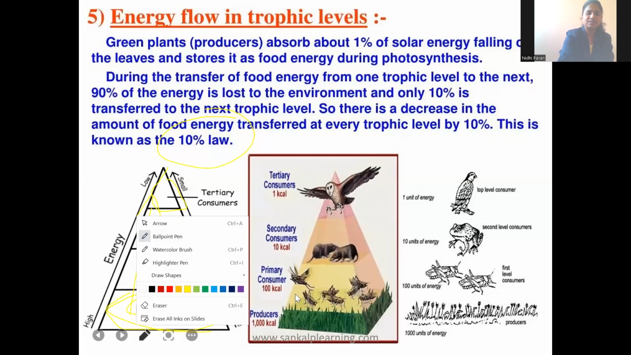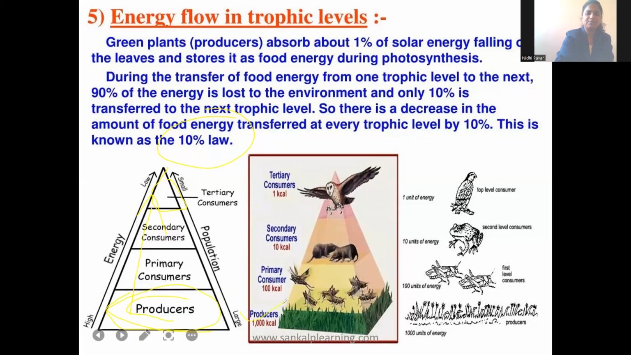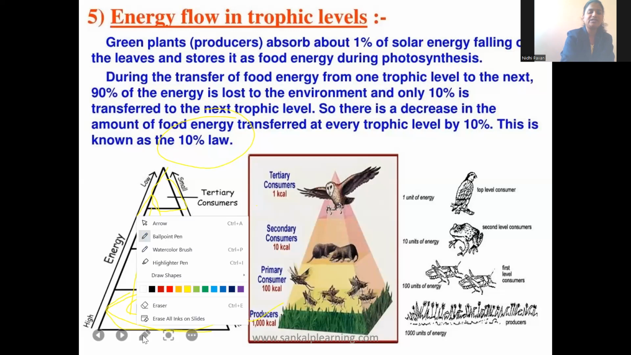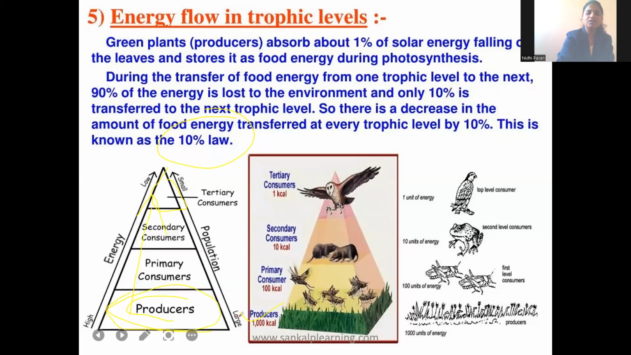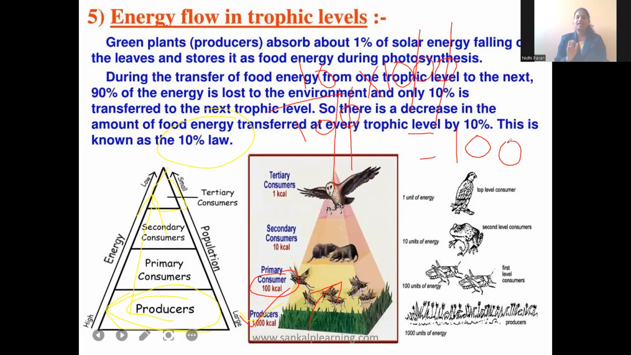This is a producer. The producer has 1000 kilocalories of energy. When the food energy got shifted from producer to primary consumer, you can see it became 100 kilocalories. How? 10% of it. That is 10 by 100 into 1000. The zeros get cancelled, so you will get 10 into 10, that is 100. 100 kilocalories of energy will be shifted to the primary consumer.